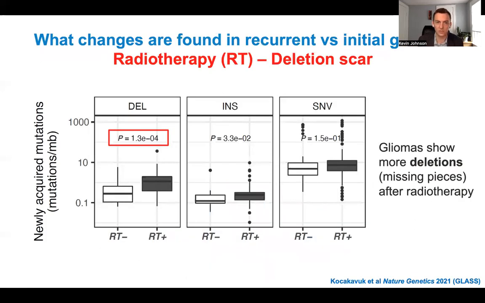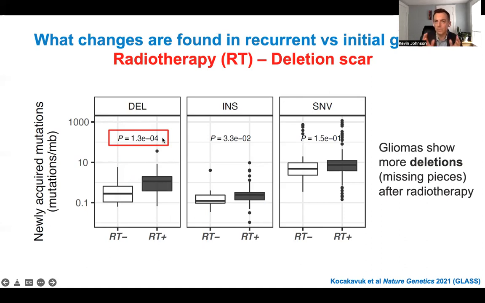Well, one of the most common is radiotherapy. And so we see here in this graph of newly acquired mutations. So that is, again, the difference between the recurrent tumor and the initial tumor. We see that when patients are treated with radiotherapy, they have this increase in this number of small deletions.